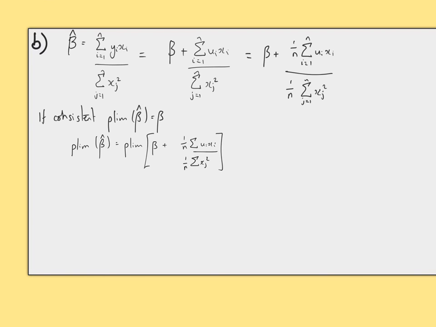And remember, we have various rules relating to the p-lims. First rule is that the p-lim of a sum is just equal to the sum of the p-lims, and the p-lim of a constant is just a constant. So this is going to be equal to beta plus the p-lim of this ratio: 1 over n times by the sum of the uixi over 1 over n times by the sum of the x squared.